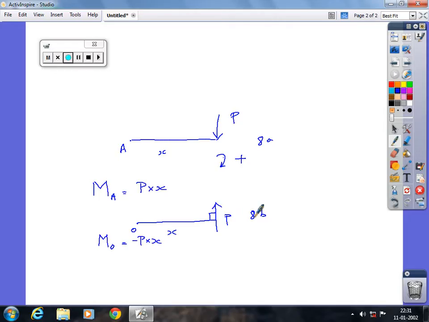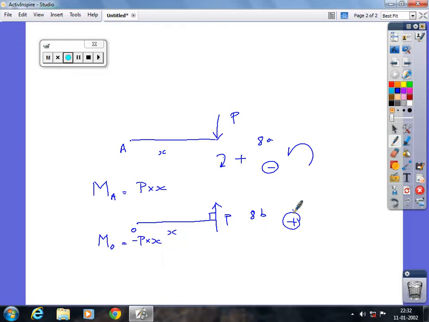So now a few of the foreign authors, what they do for this one is they're just going to give a negative sign. That is, clockwise moments are given negative signs and anti-clockwise moments are given positive signs. In case you're giving a negative sign for this one, this should be given a positive sign.